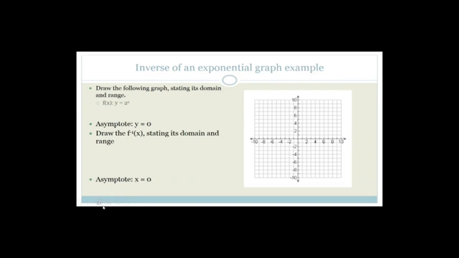The only way you can really do these graphs effectively is to plot points. So we're going to go x, and we're going to go y, and we're going to go minus 1, 0, 1, 2. If x is minus 1, y is a half. If x is naught, y is 1. If x is 1, y is 2. And if x is 2, y is 4.